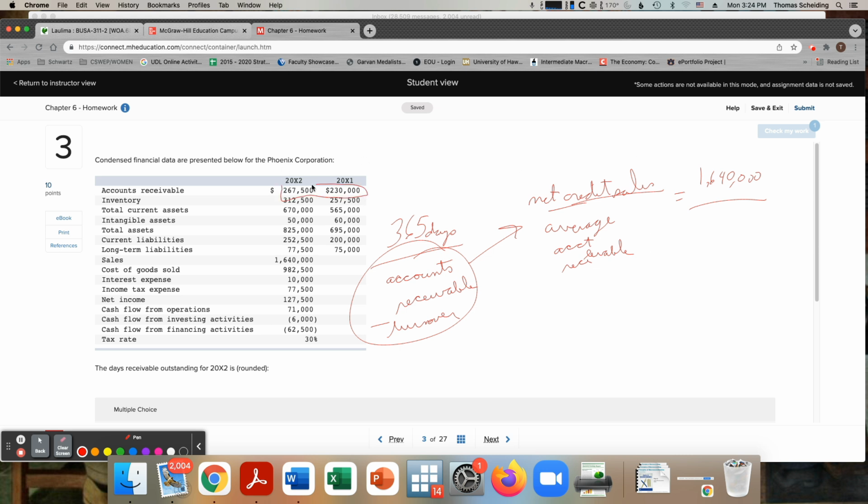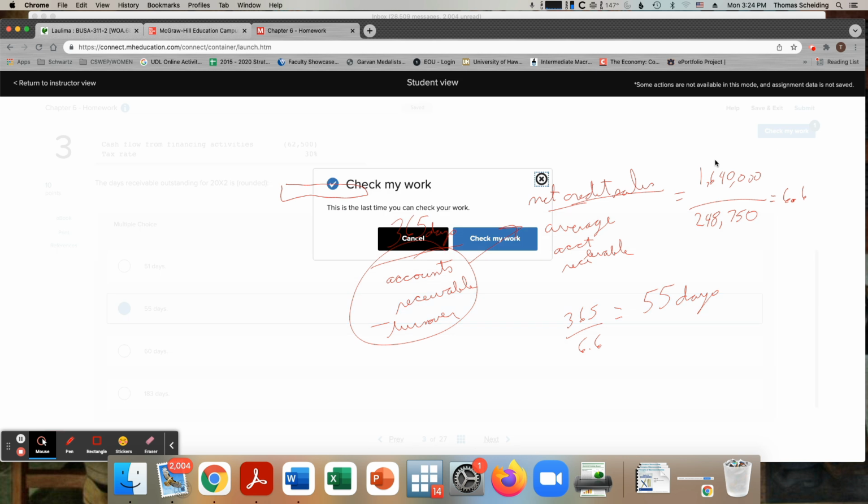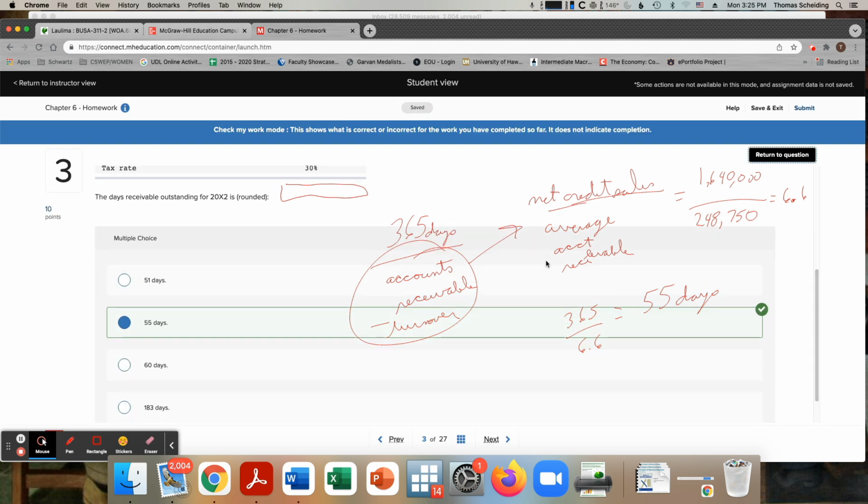So we're going to take the average of these two numbers here. You could add 267,500 plus 230 and divide by 2. And I got 248,750. So I'm just averaging these two numbers. If I divide these out, I got 6.6. So that would mean then that 365 divided by 6.6 is equal to 55, and that would be days. I'm going to hope here it's an option. Looks like it is. Let's check our work. Okay, there we go.